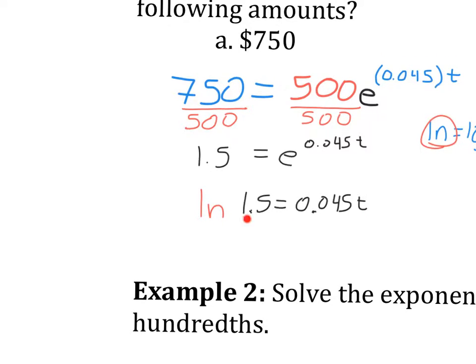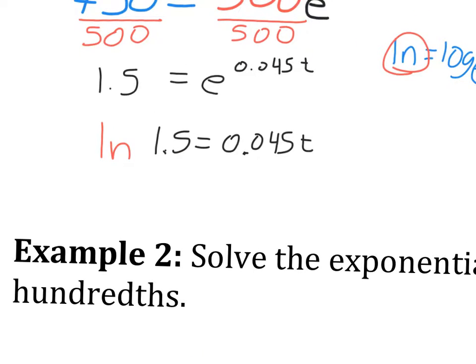Now, I can plug this into my calculator, the natural log of 1.5. So this here becomes approximately 0.4055 as a decimal. And this here stays the same. Now notice I'm not even going to clear this out of my calculator. I'm going to keep this value in my calculator. All I have to do is divide by that 4.5%. When we bring this down, it's approximately 9 years.